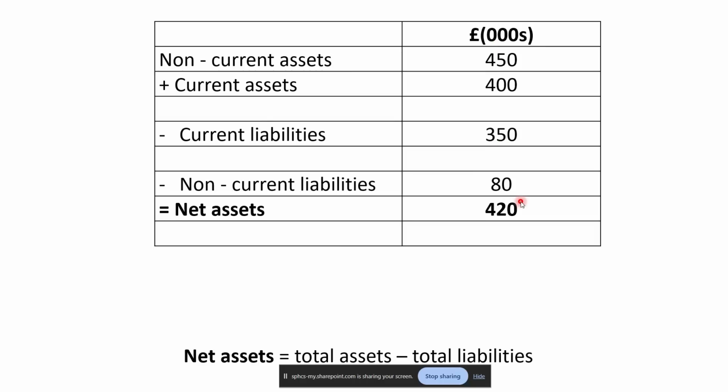What does that mean? It means if I'm an owner of the business and I decide that I've had enough today, if I liquidate my assets, if I turn my assets into cash, I get 850,000. If I pay off my debts, which are 430,000, I am left, I walk away with £420,000 cash. That is how much my business is worth. The formula for net assets is simply total assets minus total liabilities.